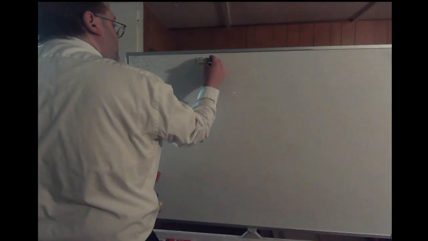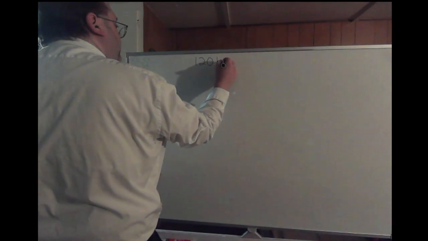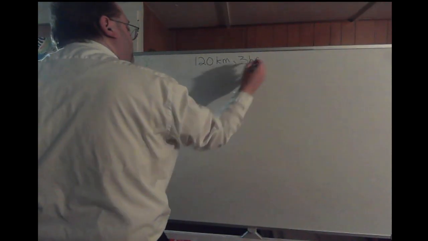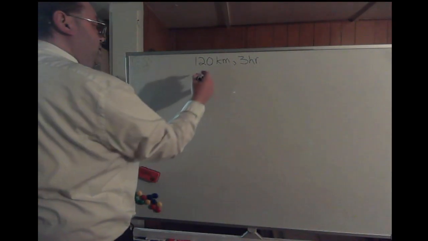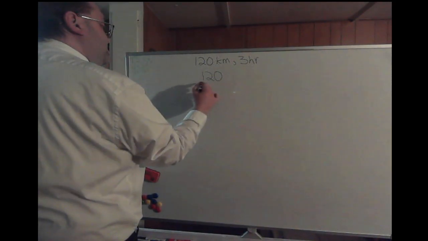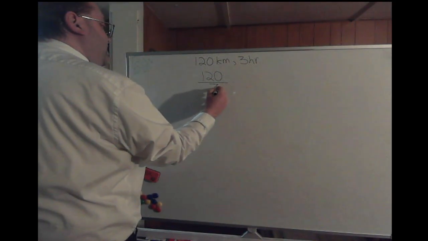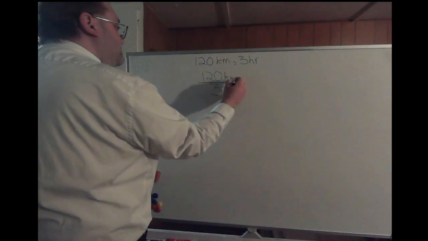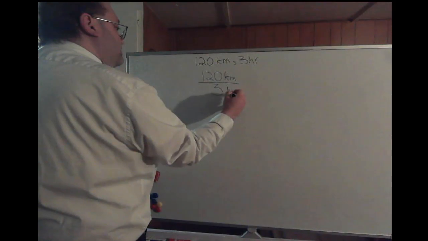So let's say you went 120 kilometers in 3 hours. You went 120 kilometers in 3 hours. So you're going to take your 120, the first number, and put it over the second number. So 120 kilometers in 3 hours.